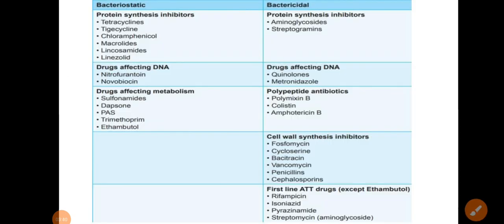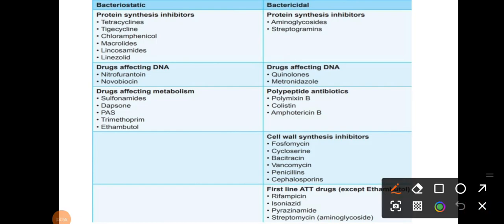So the next, okay, here is the list of your bacteriostatic and bactericidal drugs. So please go through it because this is a very important question from your general consideration of chemotherapy. In your protein synthesis inhibitors, these drugs are bacteriostatic, and only the aminoglycosides and streptogramins are bactericidal. So what are the examples of streptogramins? These are nothing but dalfopristin and quinupristin.